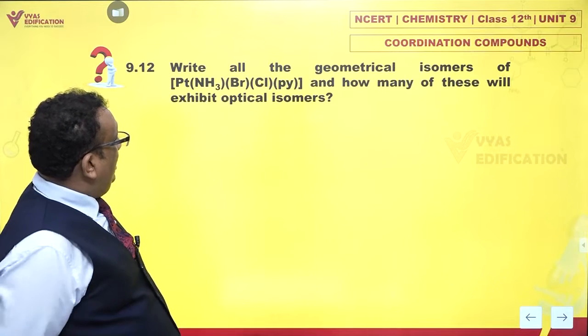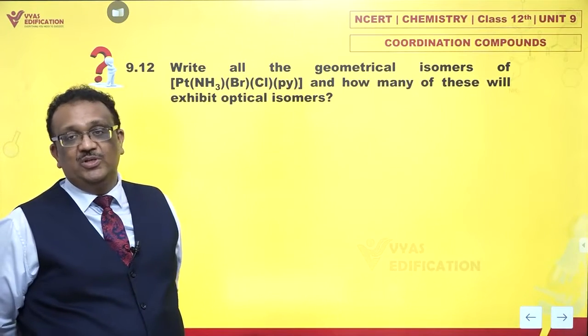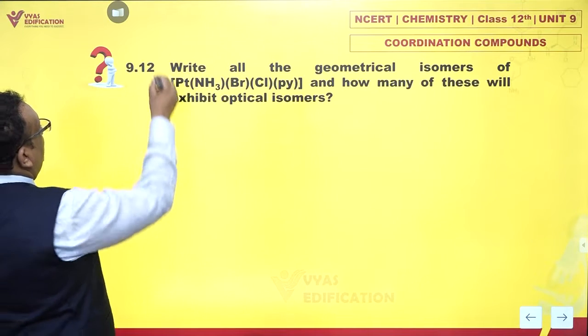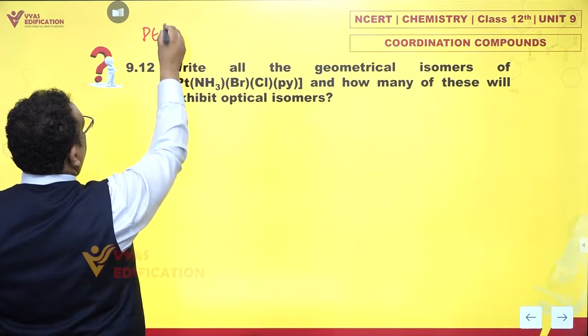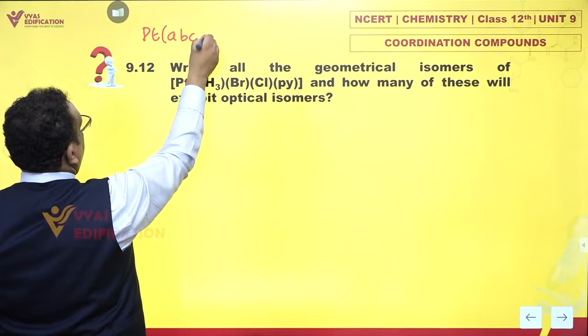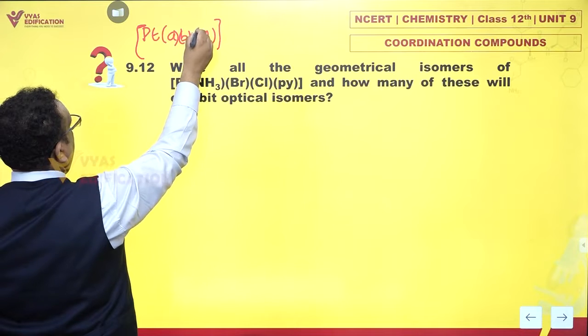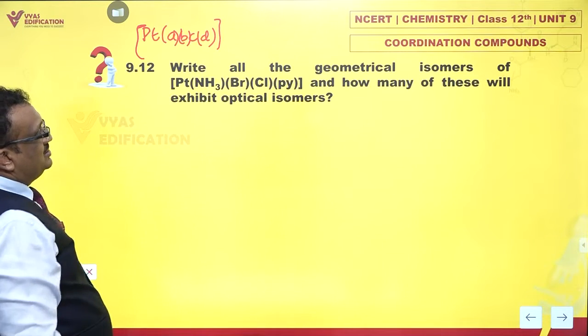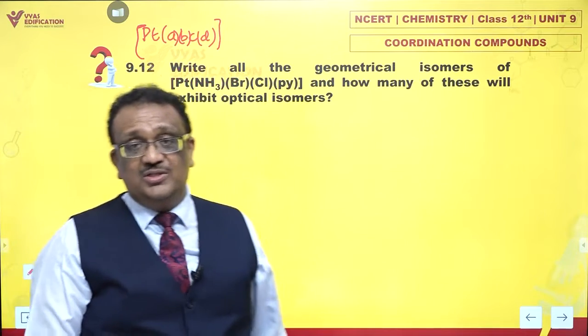Write all the geometrical isomers of [Pt(A)(B)(C)(D)] and how many of these will exhibit optical isomerism. What is this? It is Pt. Now A, B, C, D, something like this: 4 different monodentate ligands.